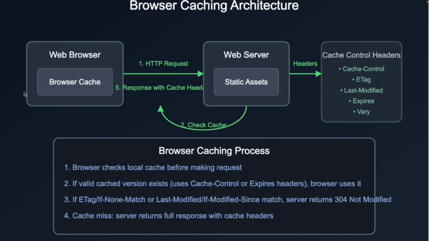Let's see how it works. You visit a website for the first time. Browser requests all the files from the server. Browser then stores them into a cache along with the rules defined in the HTTP headers. The next time you visit, the browser checks if the cached version is still valid. If yes, it skips the download and boom, it's an instant load.